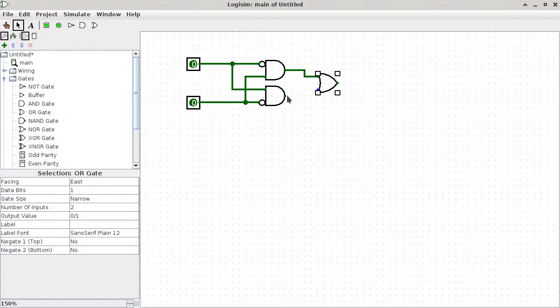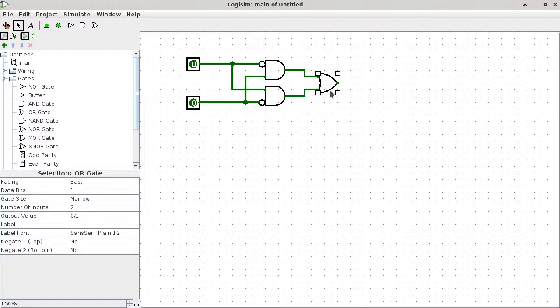How do you change the size? How do you make it small? Make the gate size narrow instead of medium. It's just cosmetics. It doesn't really change the function of the thing. It just uses less room on your screen.